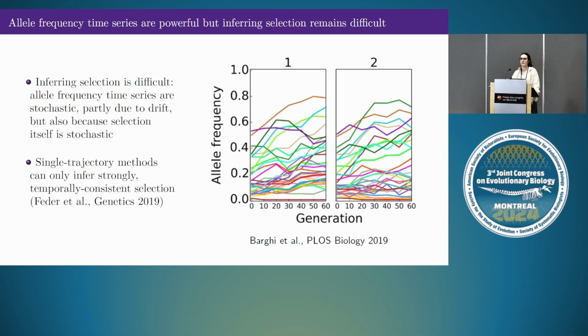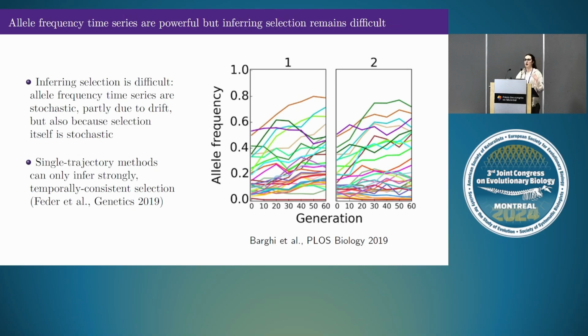Whole genome allele frequency time series provide a very detailed window into evolutionary processes, especially when compared to data from just a single time point. However, inferring selection from this type of data is still quite difficult, partly due to genetic drift, but also because selection itself is stochastic.